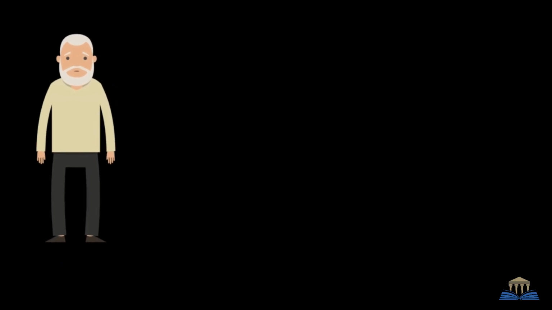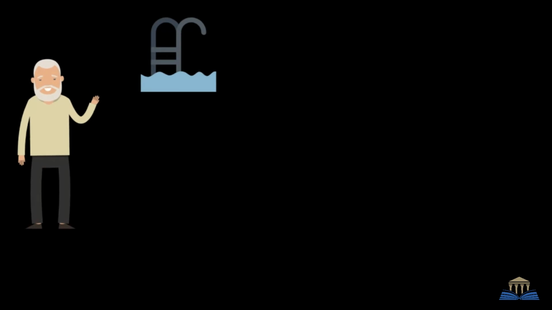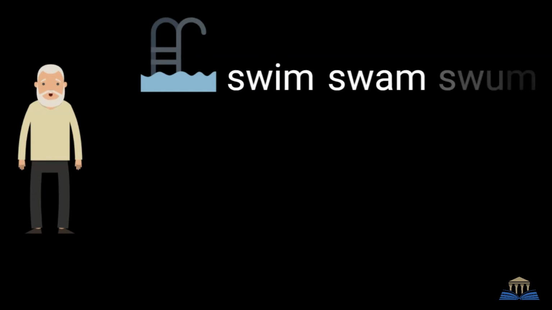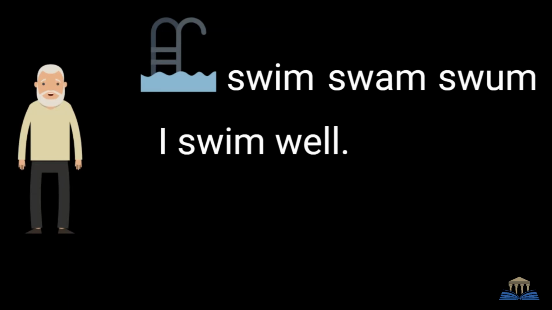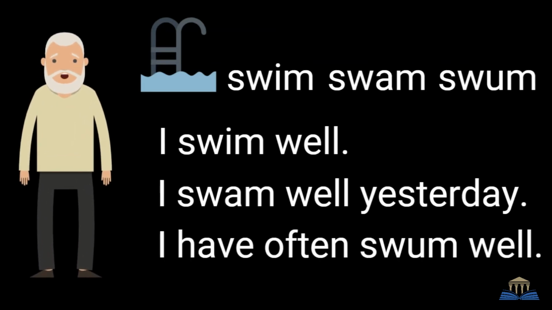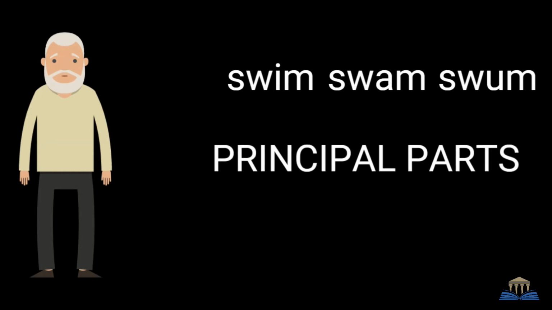verb. For example, if our imaginary foreign student wants to talk about swimming, he'll need to memorize 3 key words: swim, swam, swum. This will enable him to form sentences like I swim well, I swam well yesterday, and I have often swum well. These 3 key bits of information about the verb are called principal parts.